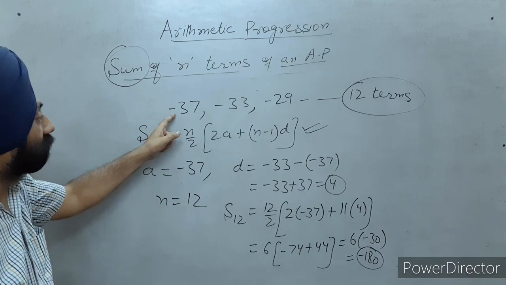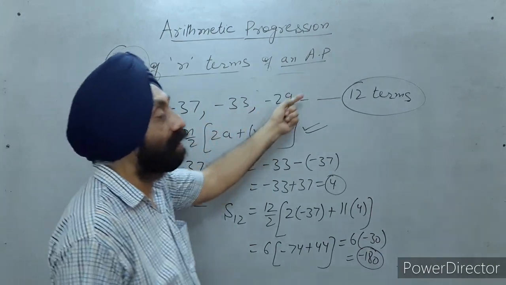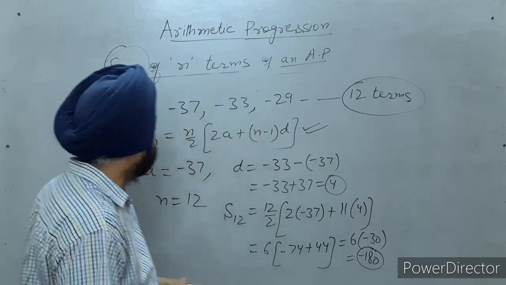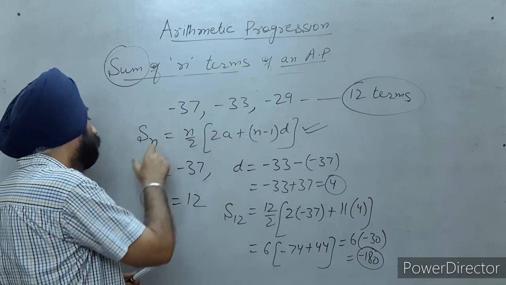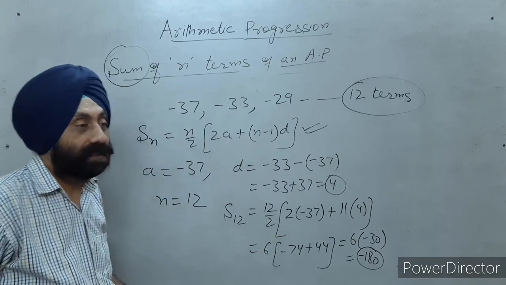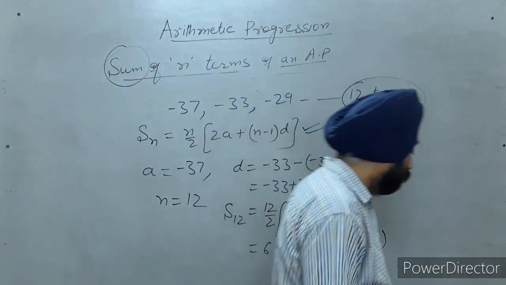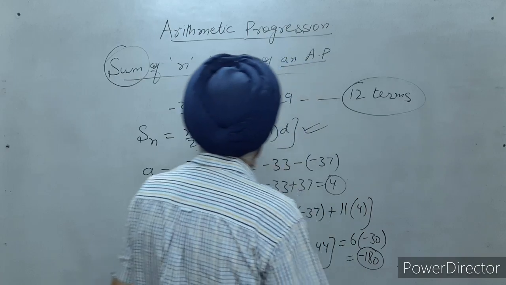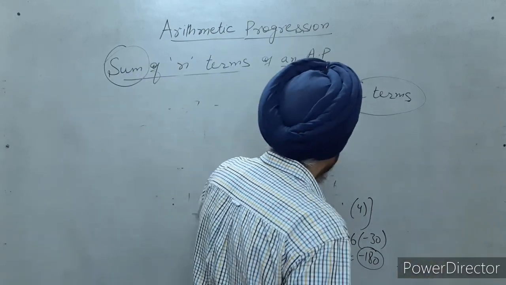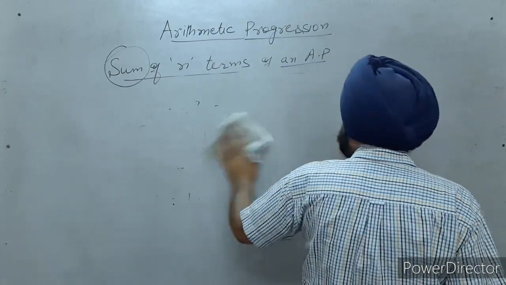-180. The sum of these terms, -37, -33, -29, up to how many terms? 12 terms. We had to find their sum. To find the sum we use this formula. S12 we wanted to find, and here is the result: -180 is my sum of 12 terms of this AP. We'll do another sum. The more sums you solve, the clearer the concept will be.